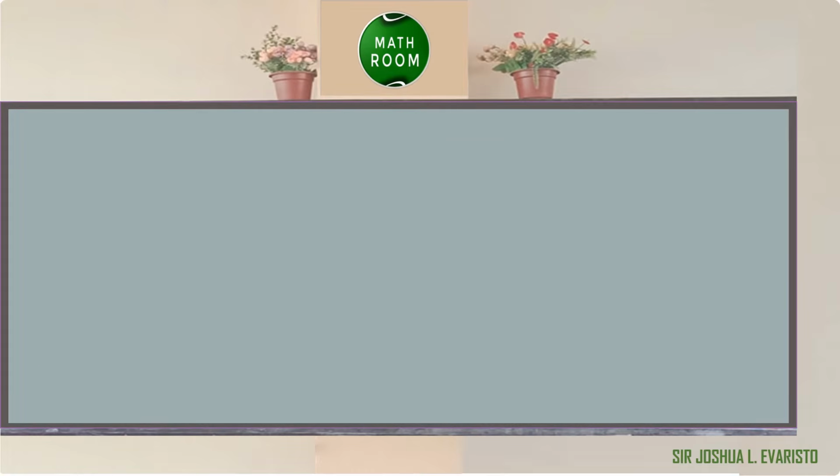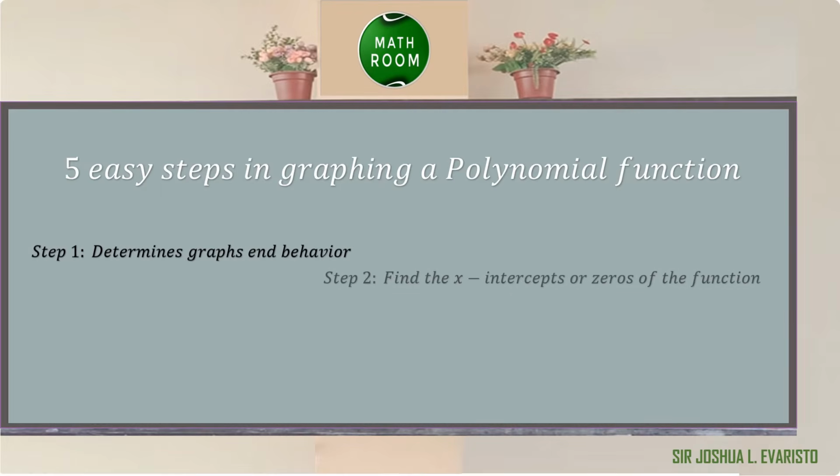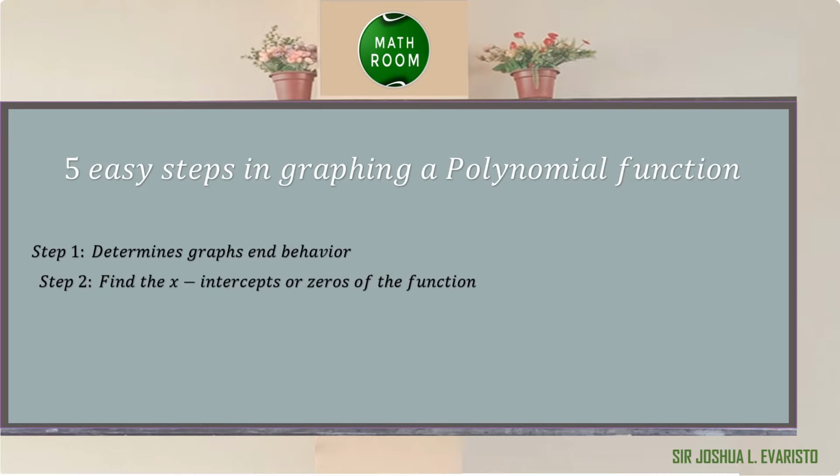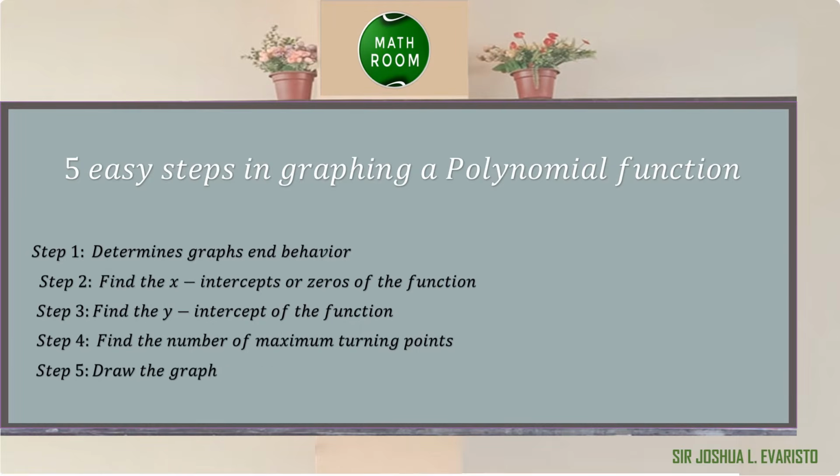After recognizing the characteristics of a graph of a polynomial function, we can now proceed to the 5 easy steps in graphing a polynomial function. The first step is to determine the end behavior of the graph. Second step is to find the x-intercepts or zeros of the function. The third step is to find the y-intercept of the function. For the fourth step, we need to find the number of maximum turning points. And for the last step, we can now draw the graph of a polynomial function.